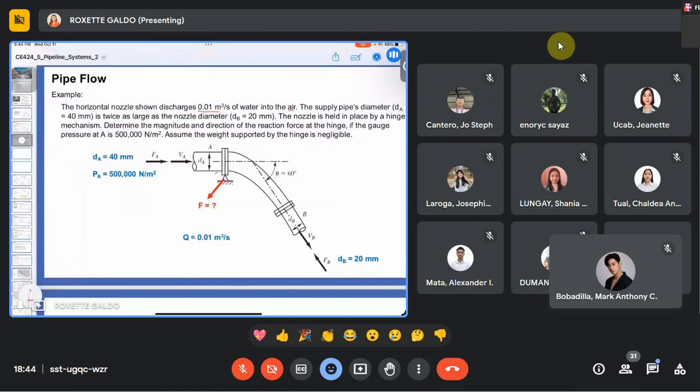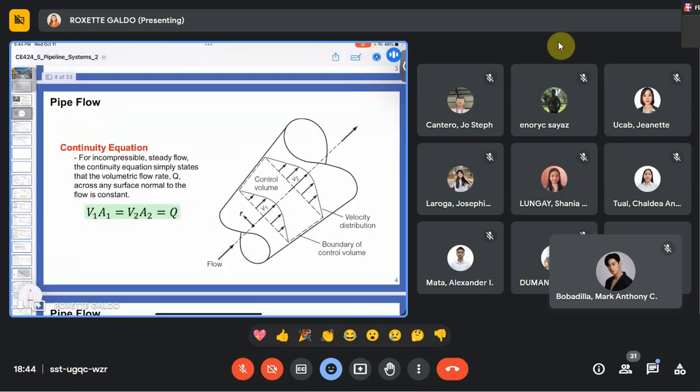No, the continuity equation is, did I miss something? Yeah, I skipped it, sorry. I skipped the continuity equation. Okay, let's go back first.